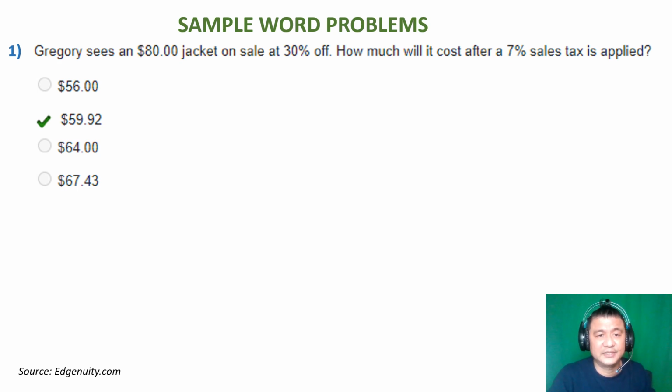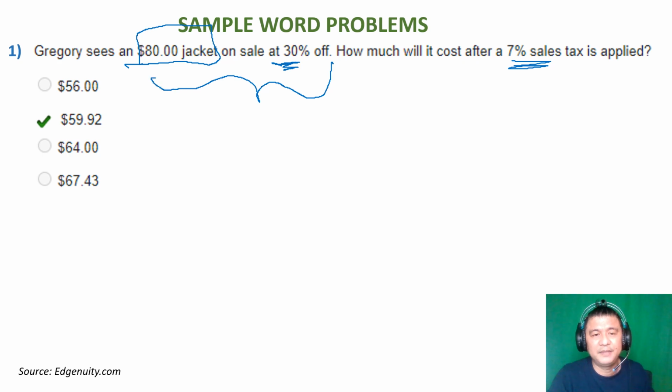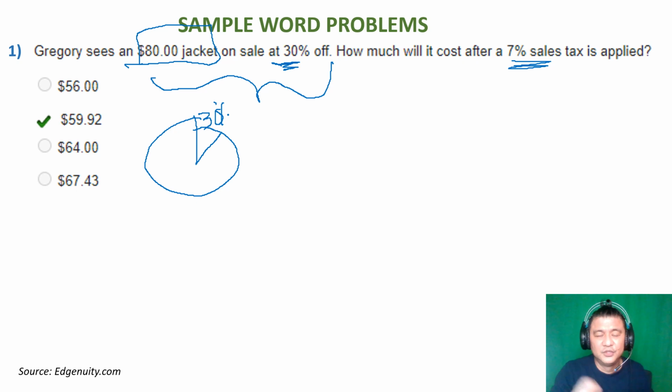Okay, now let's try to solve this problem. Gregory sees a jacket, an $80 jacket, and it's on sale at 30% off. How much will it cost after a 7% sales tax? So start with the discount first. Okay, how much will I pay? Now let's make a shortcut on this. So think of the whole thing. 30% is what you are not going to pay. They're going to take that off. So how much percent are you paying? If they take away the 30 out of 100, you're paying 70% because the whole thing is 100. 70% is what you're going to pay.